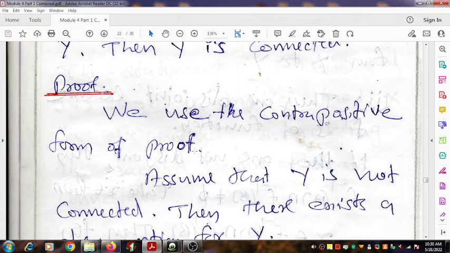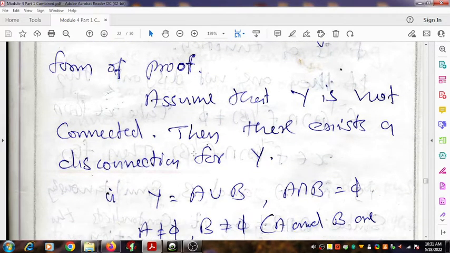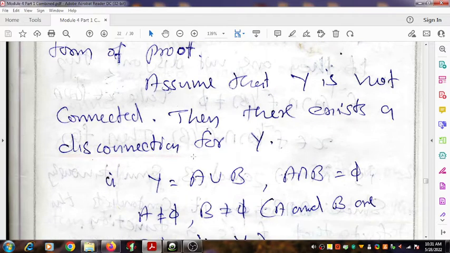To prove this, we use the contrapositive form of the proof. So for that, let's assume that Y is not connected. Actually, we want to show that Y is connected. So if we assume that Y is not connected, to complete the proof, we need to derive a contradiction from the procedure that we accept and follow.